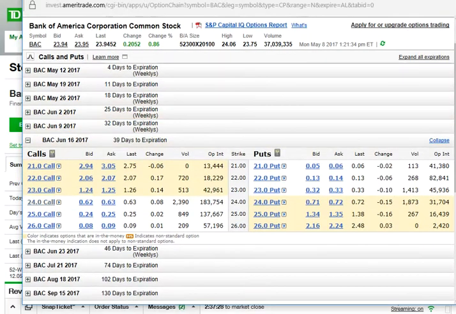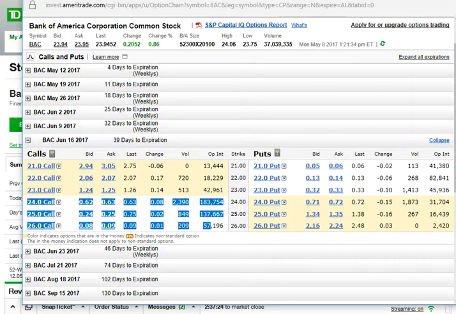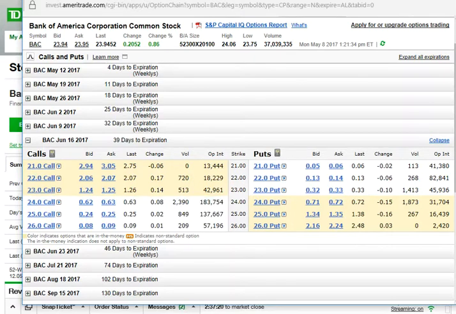Okay, so the $24 calls and below are all considered to be out of the money, and the $23 and above here are all considered to be in the money. So a stock option that is in the money means it has a real value, and the term is called intrinsic value.